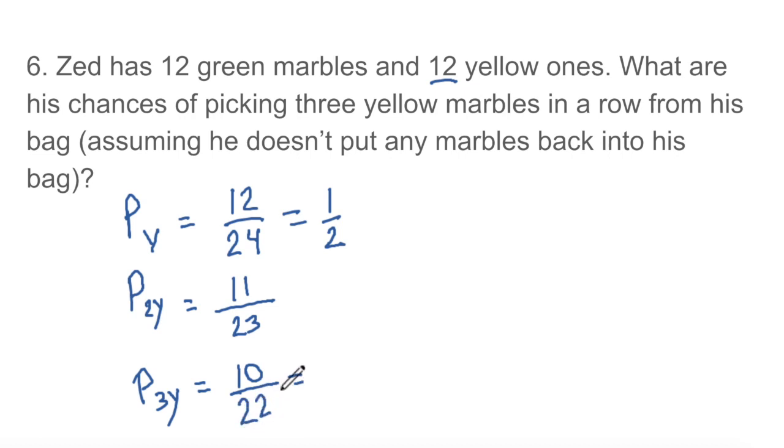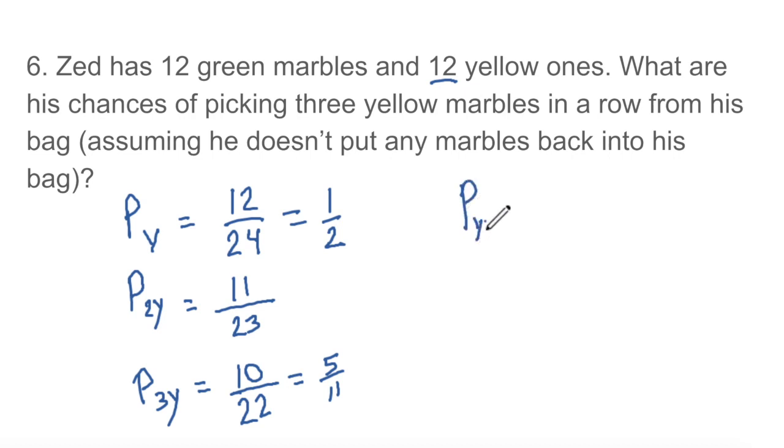We can actually reduce that. Both of these are even numbers. 5/11. So the probability of all three of these events happening, well, to get that we multiply these three fractions together.